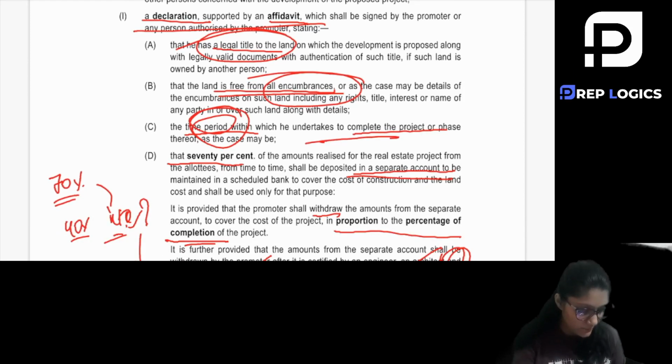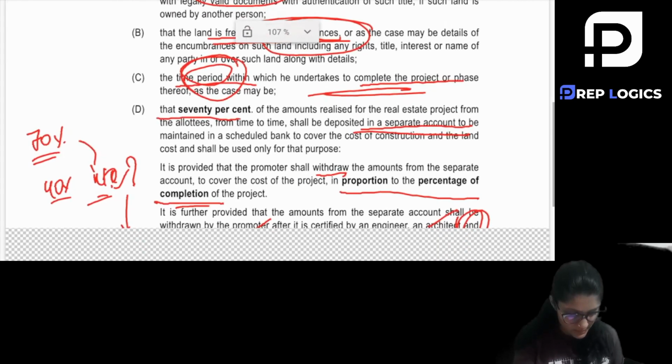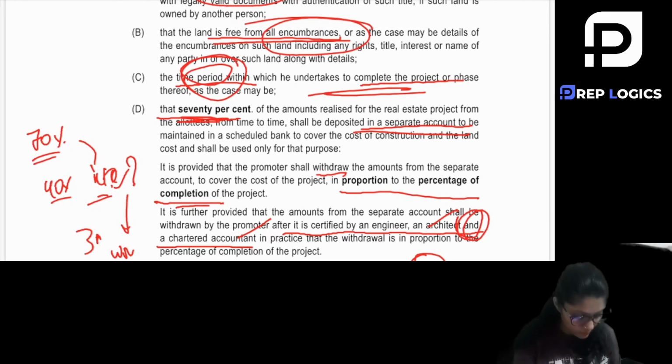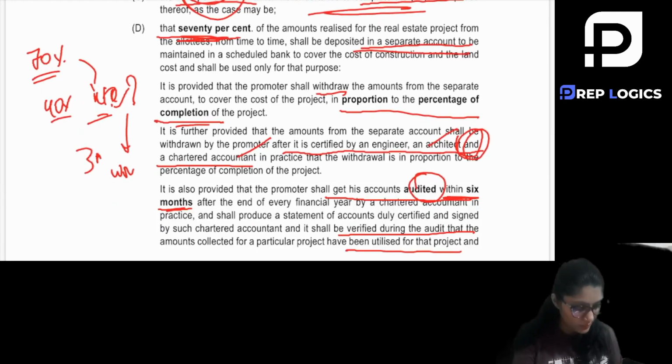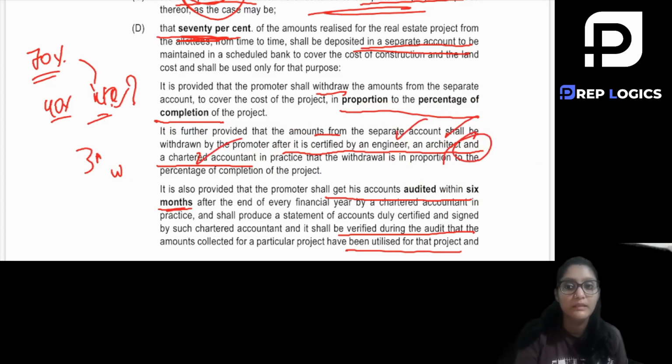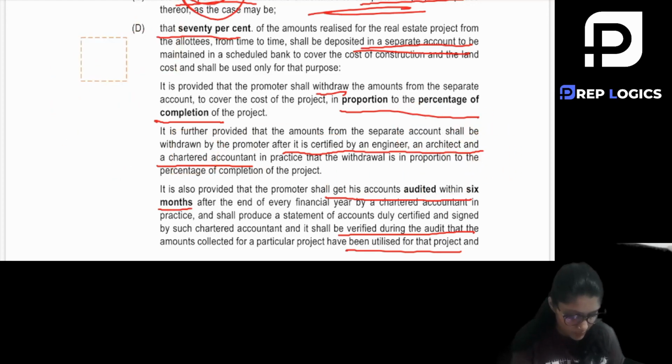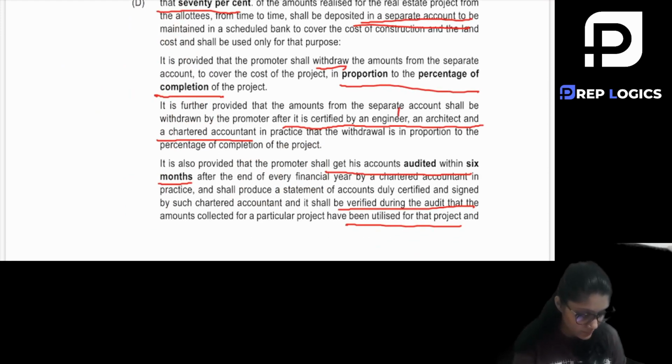from which time period it must be completed. Okay, the 70% amount will go to a separate bank account. If they want to withdraw some amount, it can be done on a percentage of completion basis, in proportion to the percentage of completion. He must get it certified by the engineer, architect, and chartered accountant, and all three need to certify it. Once they are certified by the engineer, architect, and chartered accountant, he can withdraw the amount proportionately.